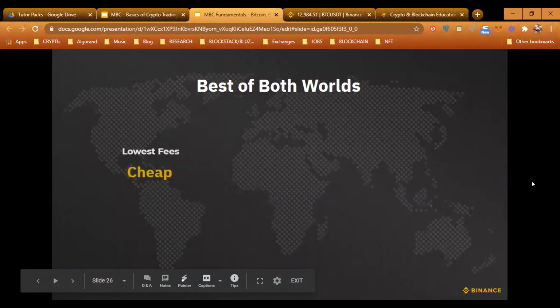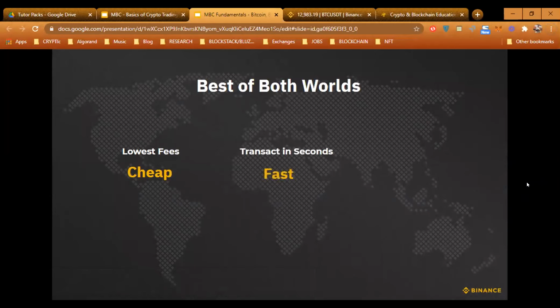So best of both worlds, we have the lowest fees. Our fees are very cheap. I trade on Binance a lot, so I know this. Fees are really, really cheap. And very fast, transact in seconds. I've done this too. You can attest to the fact that Binance transactions are very fast. And then you can deposit and withdraw conveniently.